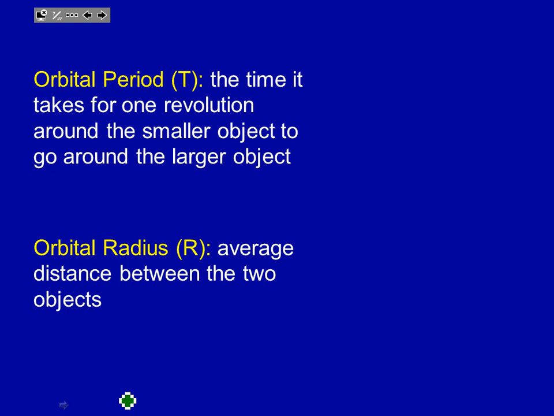So let's now go over some terms to define this. The orbital period. It's given the letter capital T. In physics, the word period simply describes anything that happens over and over and over again. It means that it is periodic. We encountered that when we talked about the periodic table.